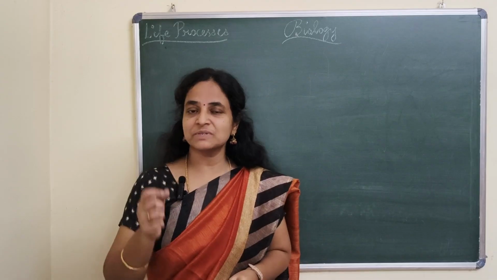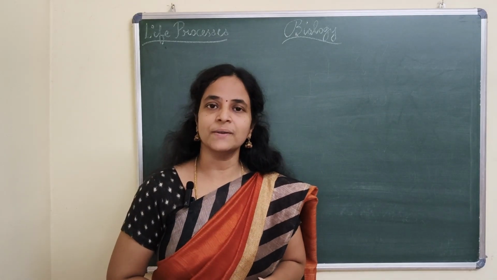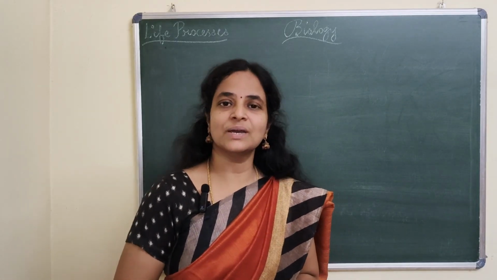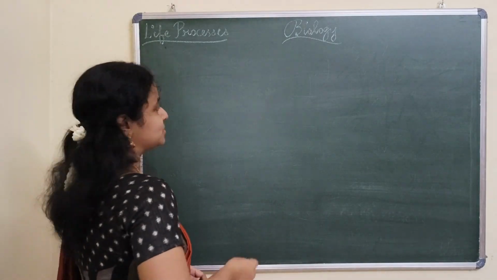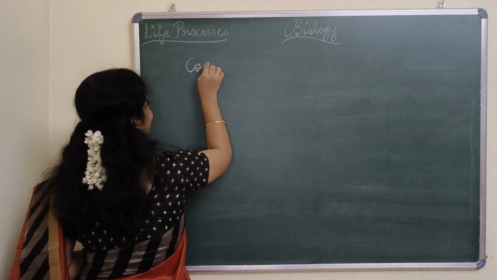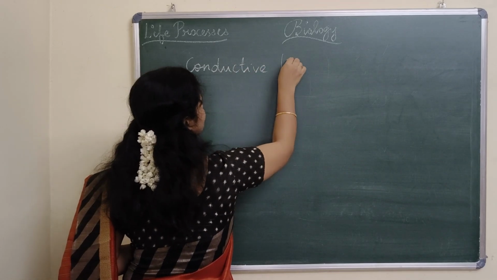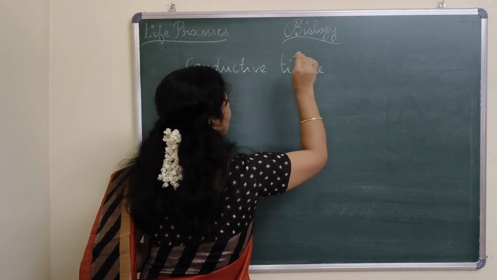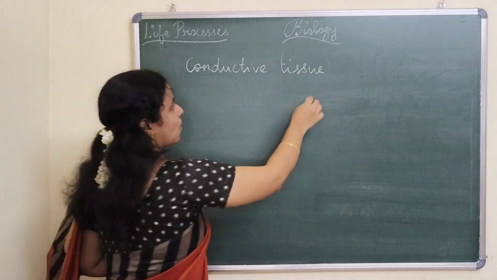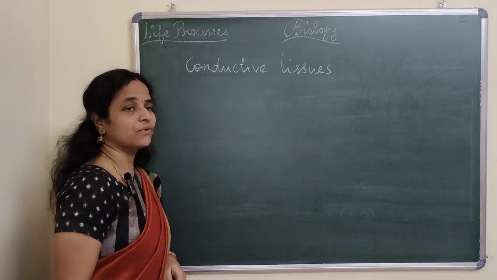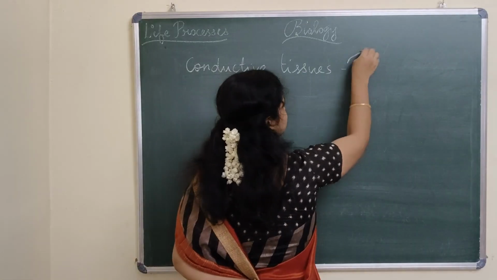And plants have specialized structures called the conductive tissues. So today we will discuss conductive tissues. Plants have a specialized system called the conductive tissues or the vascular bundles for transportation.